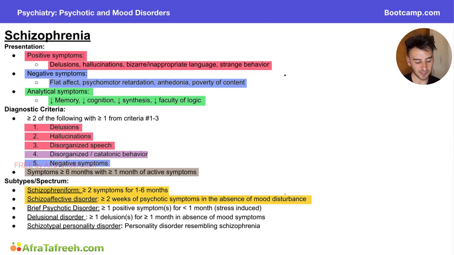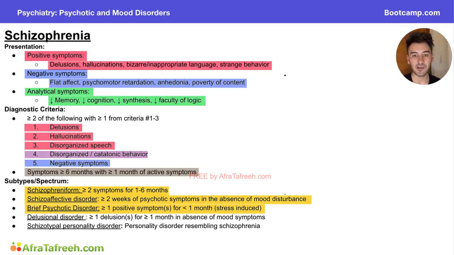Let's next talk about brief psychotic disorder, which is going to be greater than or equal to one positive symptom for less than 1 month. And this is usually going to be stress-induced. This one's pretty easy to recognize on test day because there's some traumatic event. The person becomes briefly psychotic for less than a month, and then everything resolves. This is going to be the person you diagnose with brief psychotic disorder.